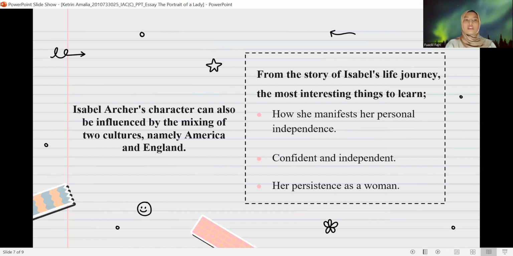And Isabel Archer's character can also be influenced by the mixing of two cultures, American and English. The storyline really runs naturally, I think, and it's not contrived, especially when Isabel contemplated her fate that night and thought about why she got here.